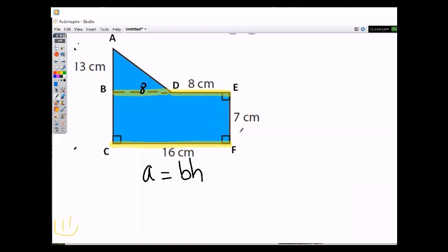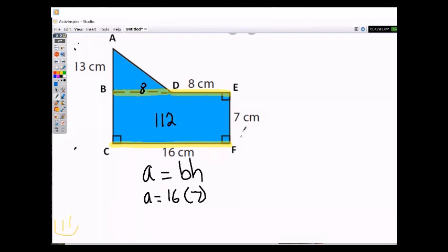Just a reminder, does everyone see this right angle here? The base and the height of a shape always meet at a right angle. So the two numbers you're going to multiply here for the rectangle are 16 times 7. You multiply that out, and in the chat, tell me what is the area of that rectangle. All right, I'm seeing 112.